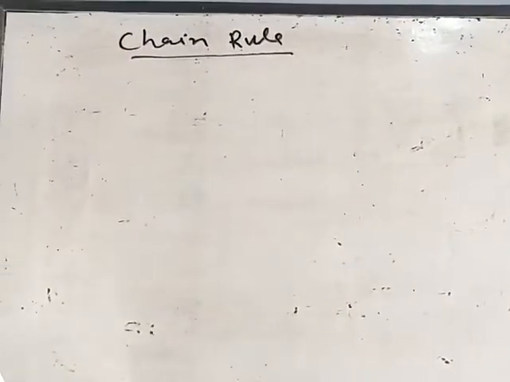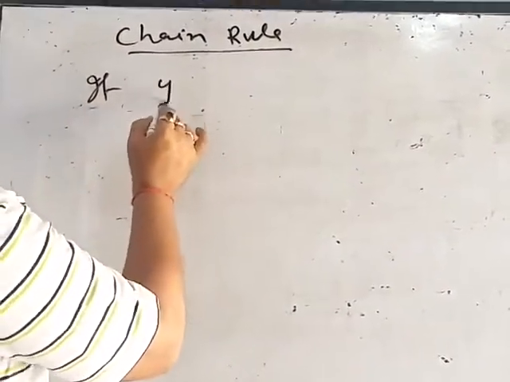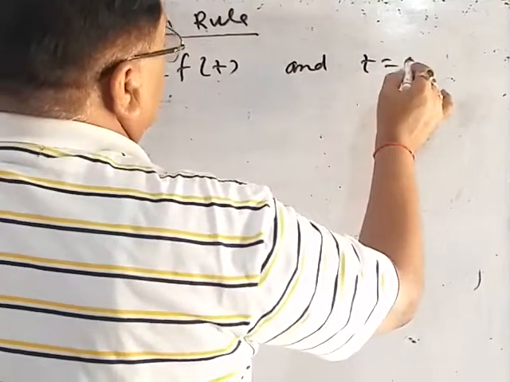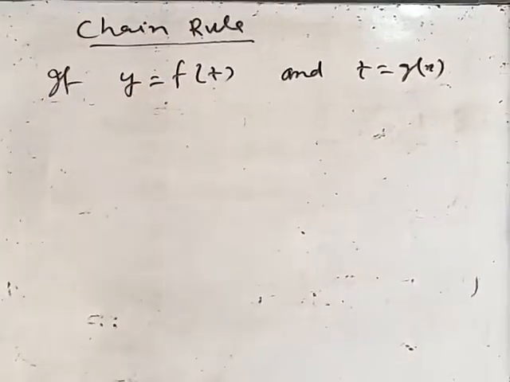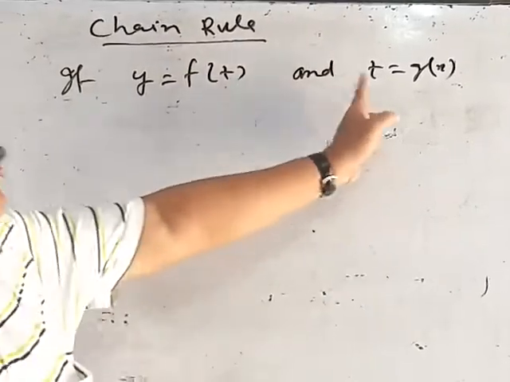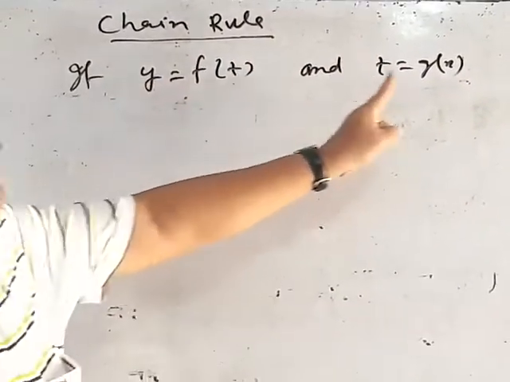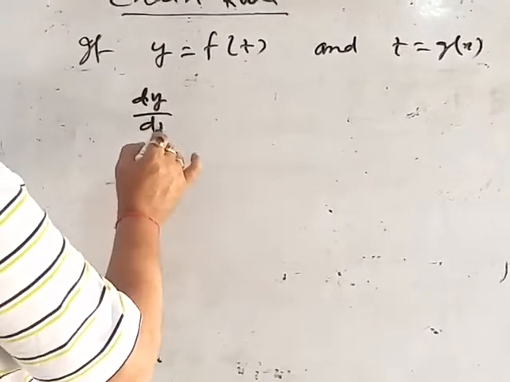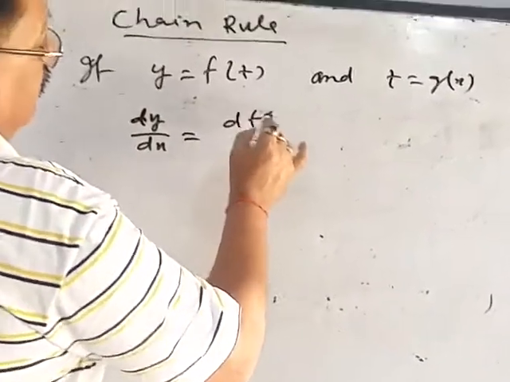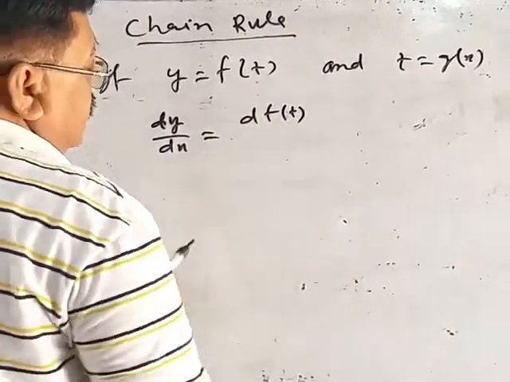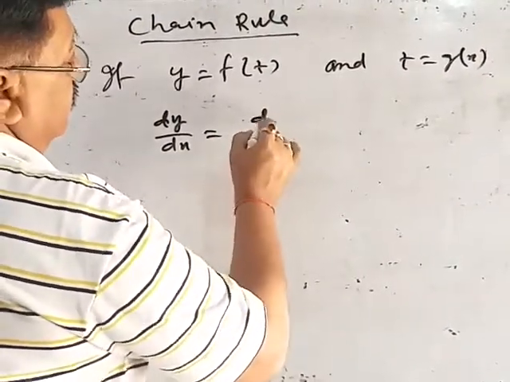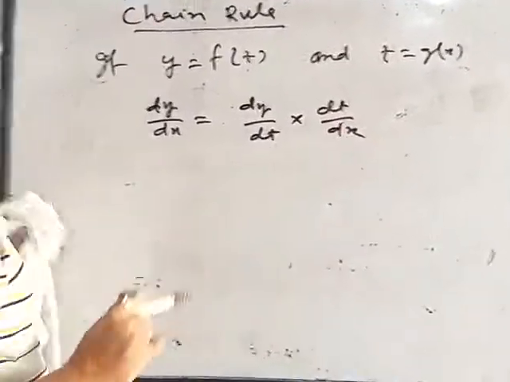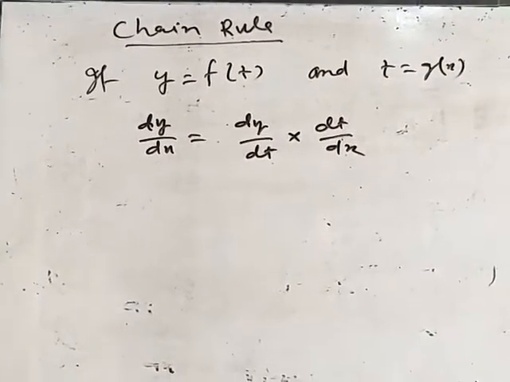You have to start the problem from here. If y is a function of t and t is a function of x, so y depends upon t, t depends upon x, so indirectly y depends on x. So if you want to find dy by dx, then it is dy by dt into dt by dx. In this way you have to solve the problem of chain rule.